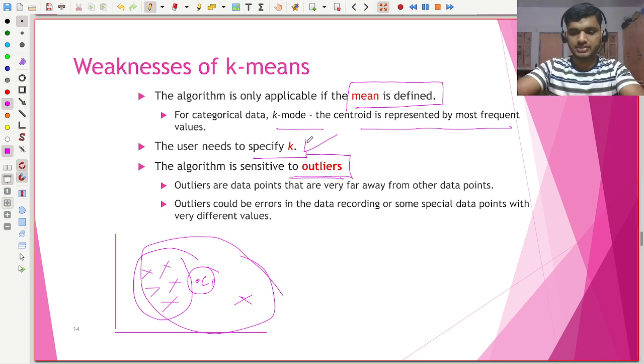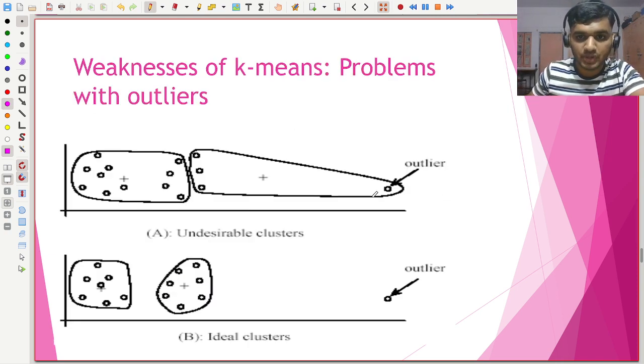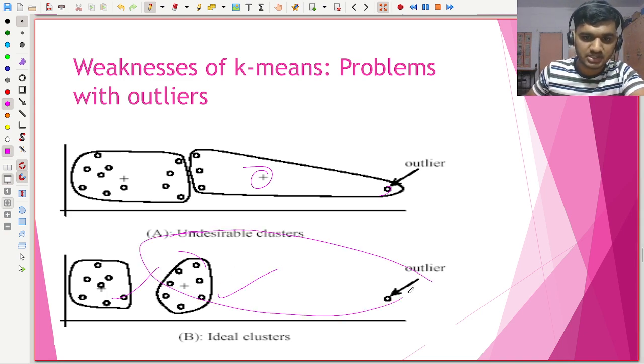With the k-means algorithm, here you notice the outlier is present here, so the centroid will be here. If the outlier is present here, that is the ideal clustering. So it is two clusters, one cluster, and then the outlier is present in this cluster.